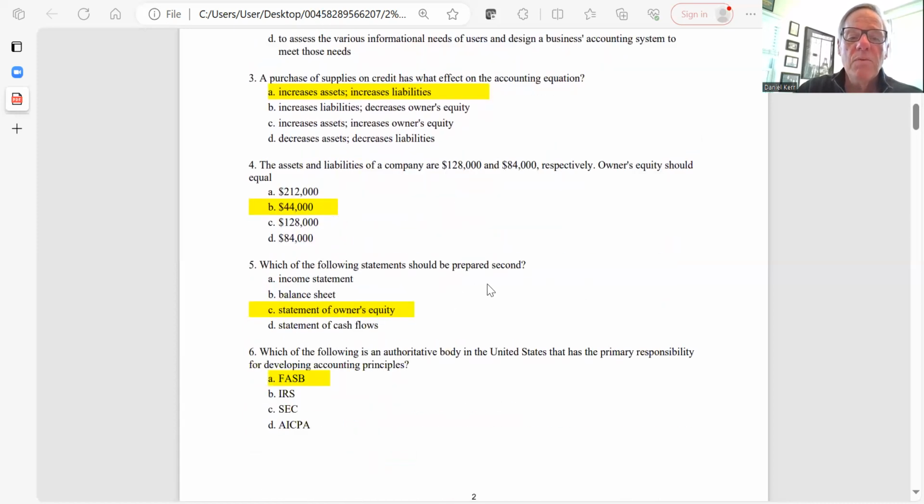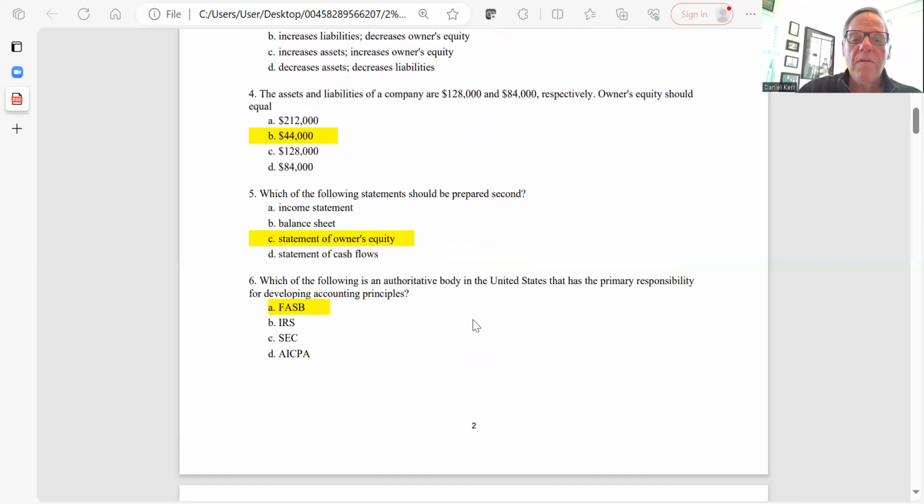Number 5, which of the following statements would be prepared second? Remember, we do the income statement first because we need to know what net income is to do the statement of owner's equity. Then we do the statement of owner's equity before we do the balance sheet because we need to know the ending owner's equity to put on the balance sheet. As for the statement of cash flows, we just touch on that very briefly. You'll focus more on that in your future accounting career. So the main focus for Accounting 1 is the income statement, followed by the statement of owner's equity, followed by the balance sheet. The statement of owner's equity is what is prepared second.